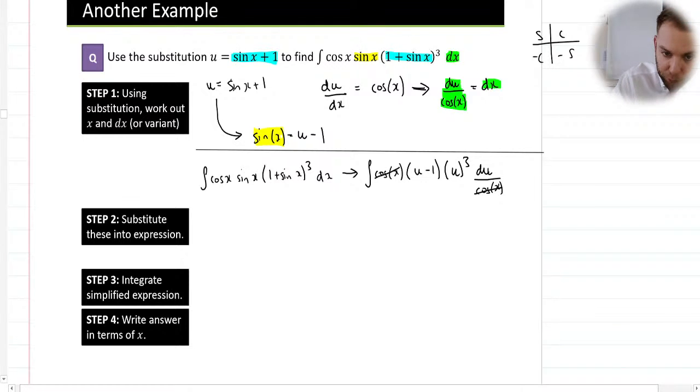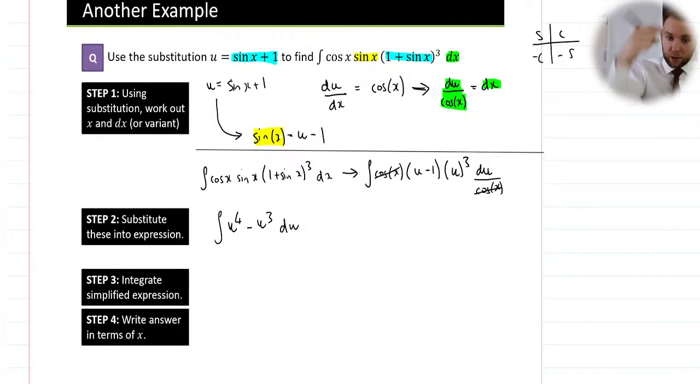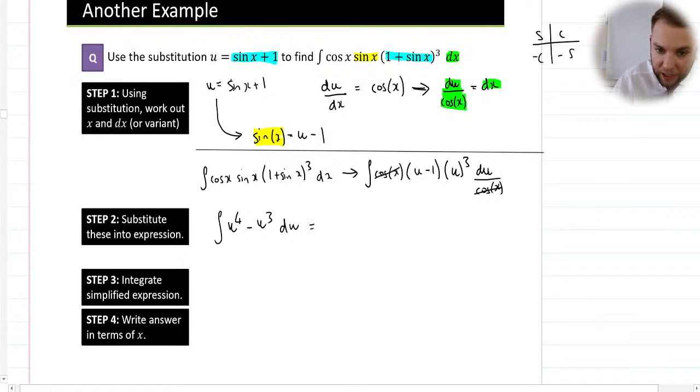And all you're left with is the integral, and I'm going to just expand it straight out, the integral of u to the power of 4 minus u to the power of 3 du. So I've expanded out there, the u to the power of 3 times by u is u to the power of 4, u to the power of 3 times by minus 1 is u to the power of 3, and it's left me with this integral here, which is really straightforward to work out.